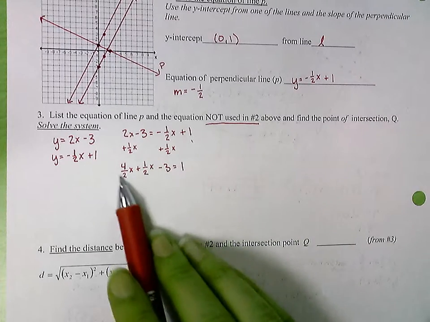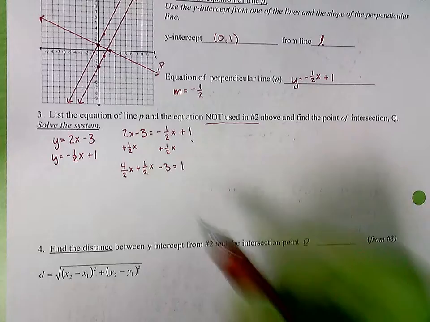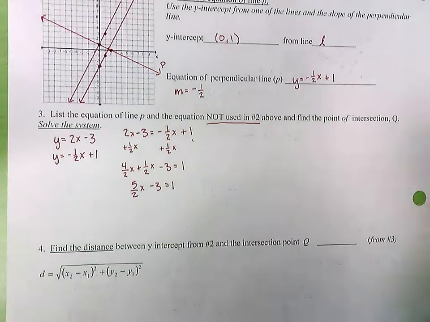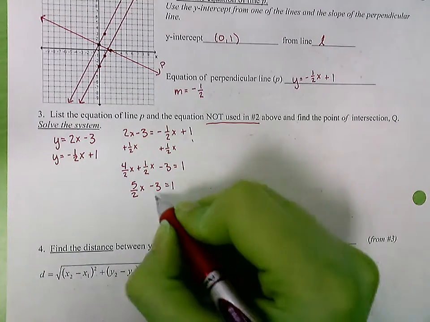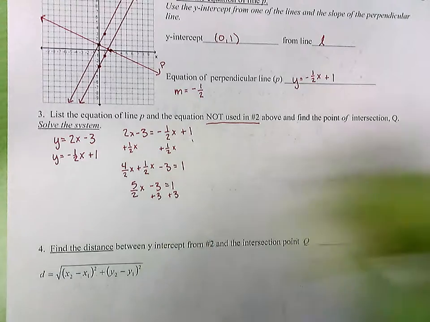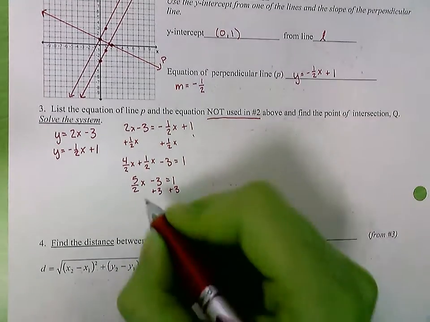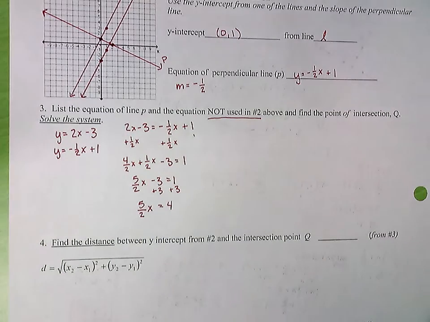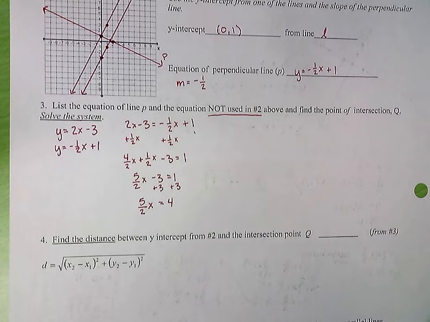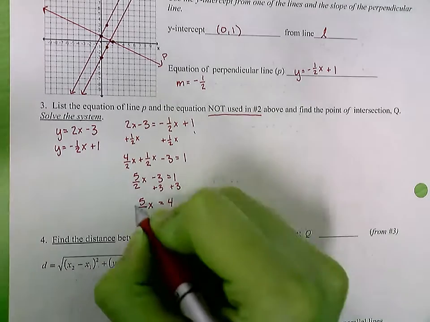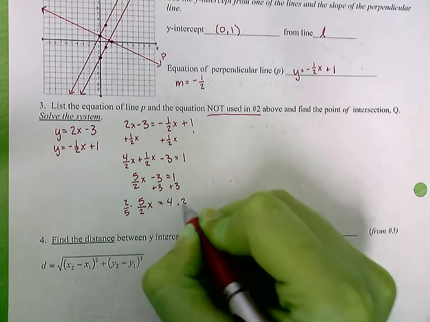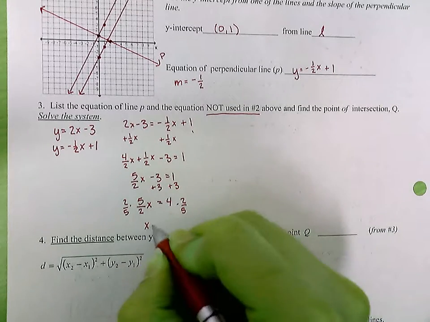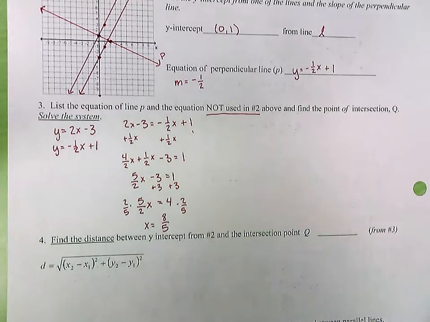So since I have this common denominator, I can add those numerators. So I have 5/2 x minus 3 equals 1. I can add 3 to both sides. So we have 5/2 x equals 4. What do I do to get x by itself? Multiply by the reciprocal. Okay, so I'll end up with x is equal to 8/5.